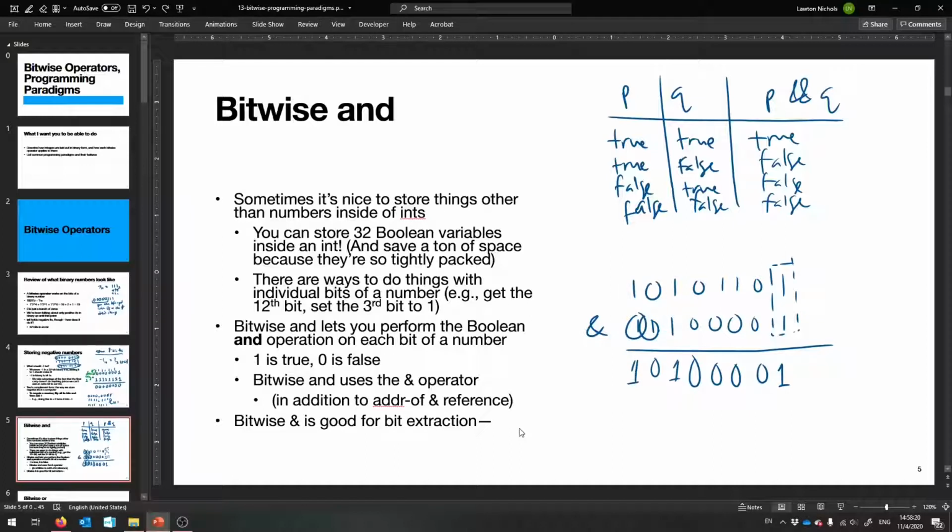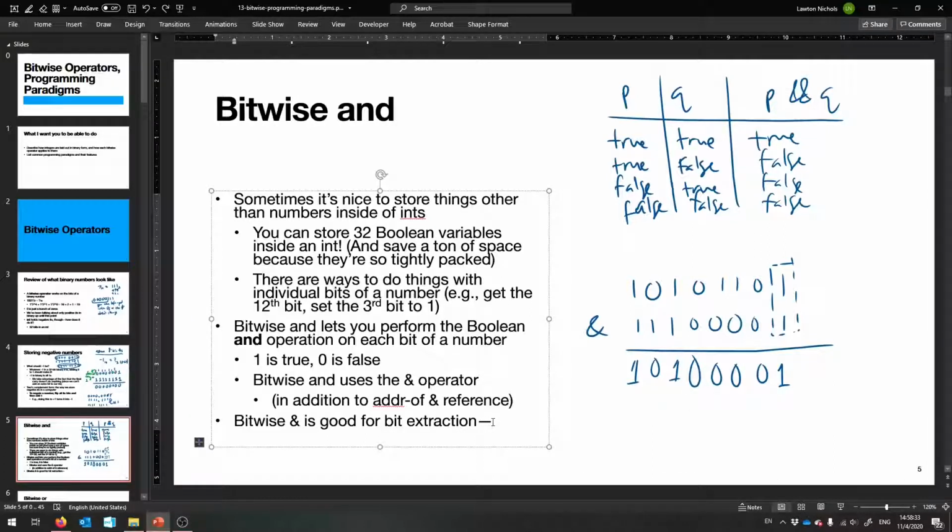And if I don't want this bit, I don't care about it. I don't care about any of these. I'm going to make it a 0. That makes it always a 0 as the final answer. Okay, I hope that makes sense. AND is good for bit extraction, and I will show you that in an example.